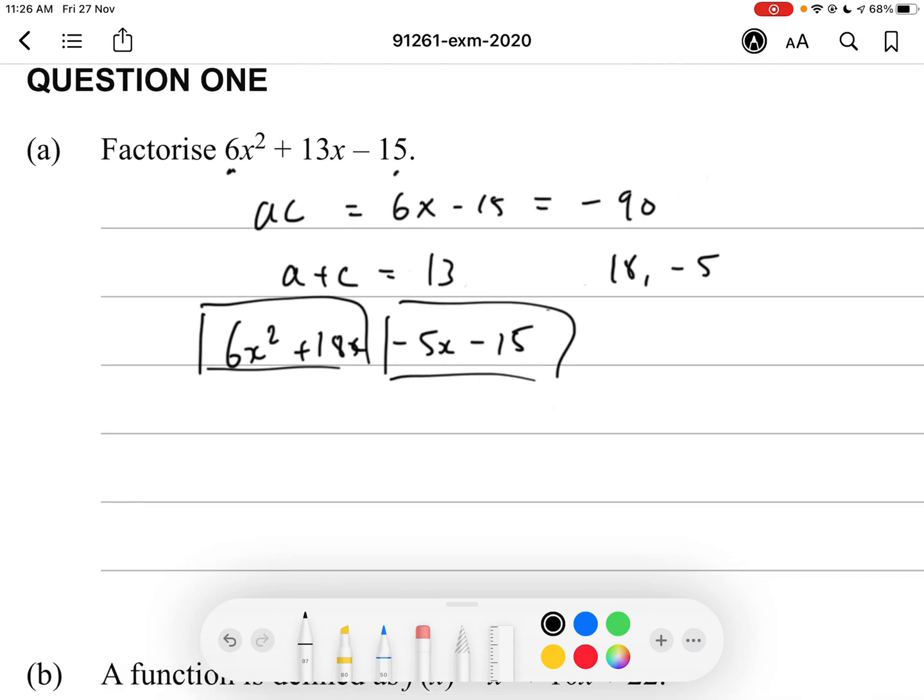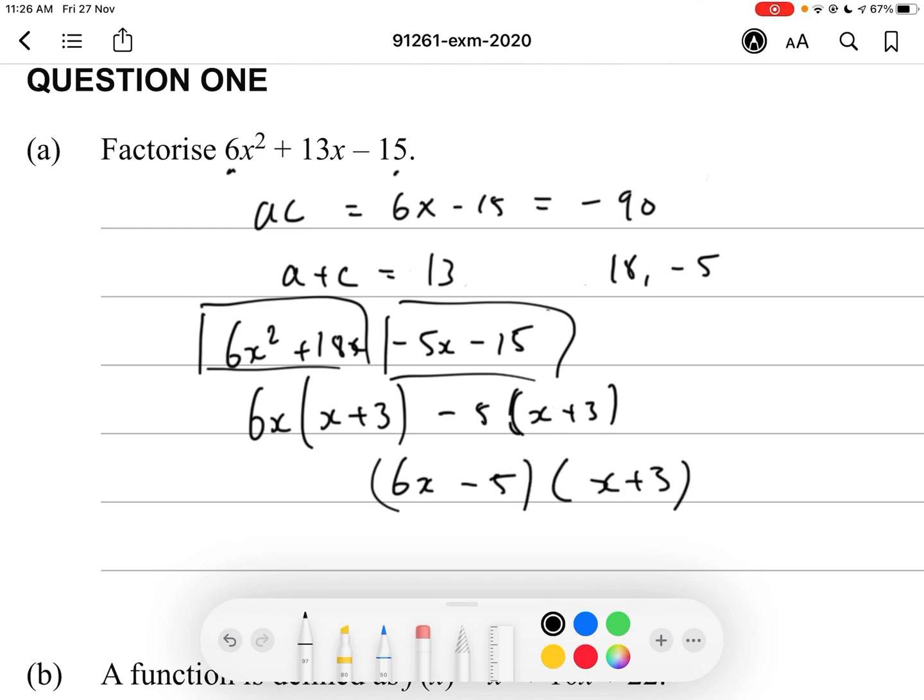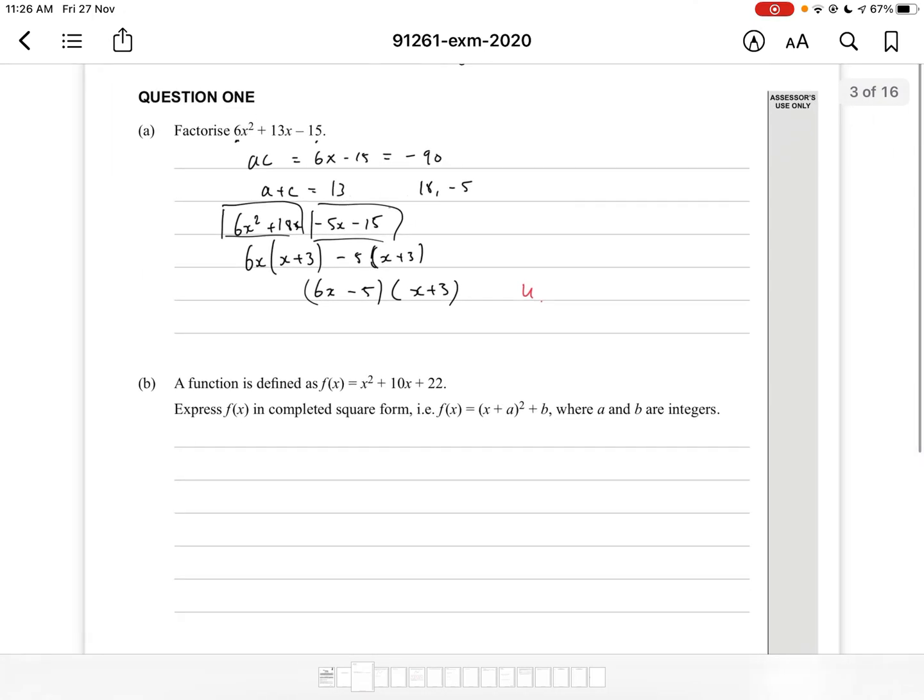On this left-hand side here, we're going to factor out 6x. If we factorize out 6x, we'll have x plus 3 in the middle. We take the 6x out, so we have x plus 3, and for the right-hand side we'll take out negative 5, and that'll also give us x plus 3. So now we can just combine these two results together, since both are multiplied by x plus 3, which is common. So we have 6x minus 5 multiplied by x plus 3. And that's our final answer for this question, and this is an achieve level question. Well, should be an achieve level question.